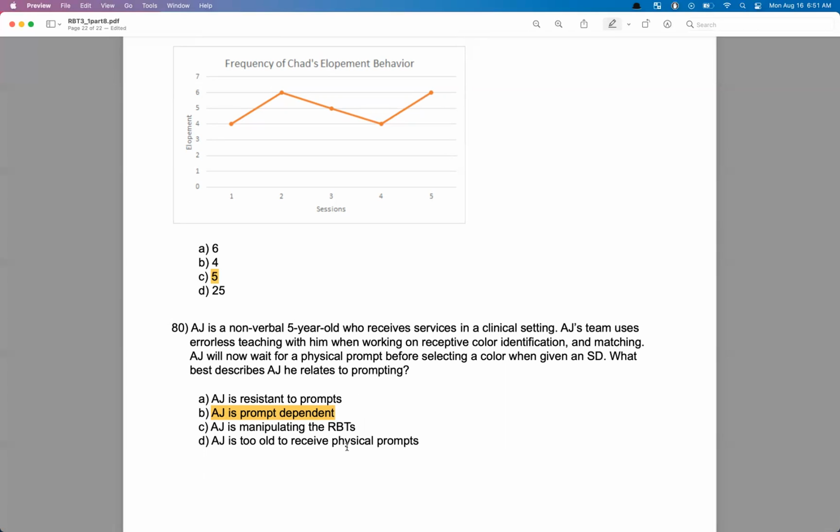The reason we fade prompts, the reason it's so important to fade prompts is to avoid this situation where your client becomes prompt dependent. Remember, the prompt replaces temporarily the SD. But if the prompt becomes the new SD, okay, then that behavior you want to see is not going to happen until you prompt. And this is what's happening here, okay? AJ is waiting for that prompt before selecting a color. He's become prompt dependent. They failed to fade the prompt correctly, okay? And now we're going to have to undo this.